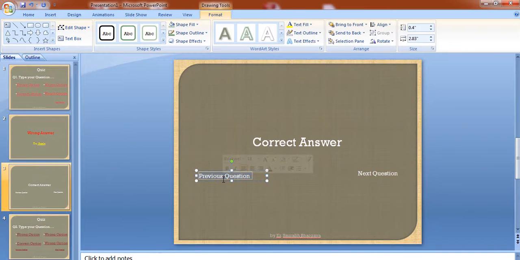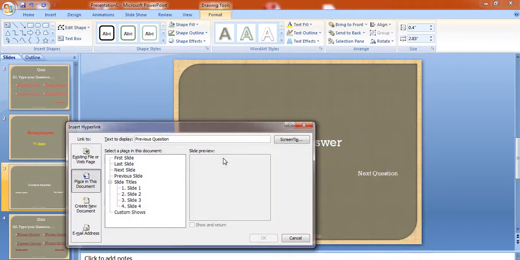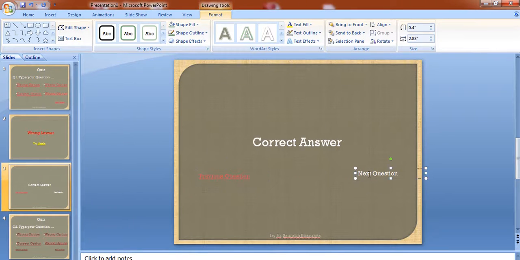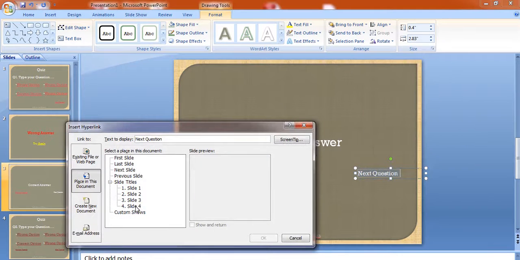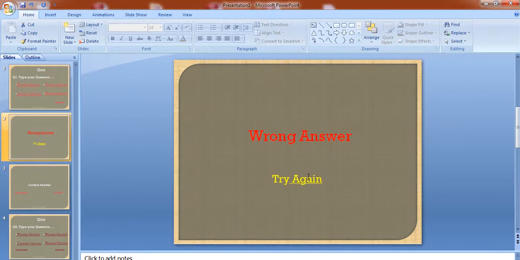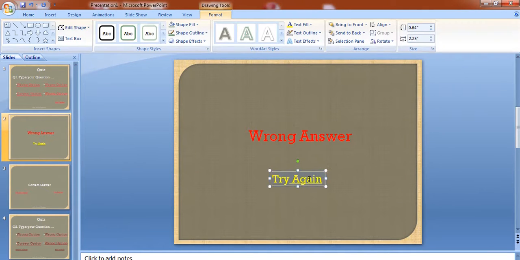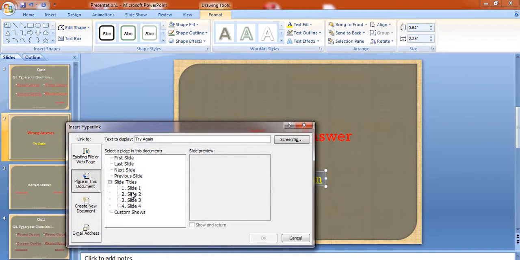On the correct answer slide, there are 2 hyperlinks. One is previous, so we select the first question, and on next question we select the second question. On the wrong answer slide, a try again is written. On that we select the first question.